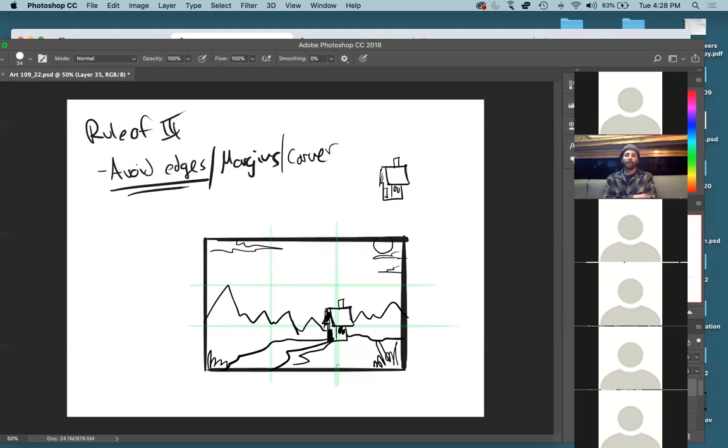So all that stuff is fine to put along the edge there, as long as it's nothing important to your composition. And then it creates nice space.